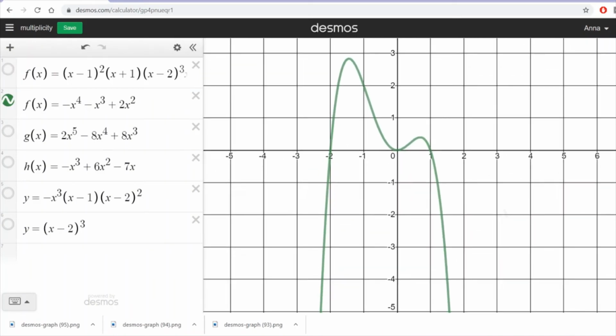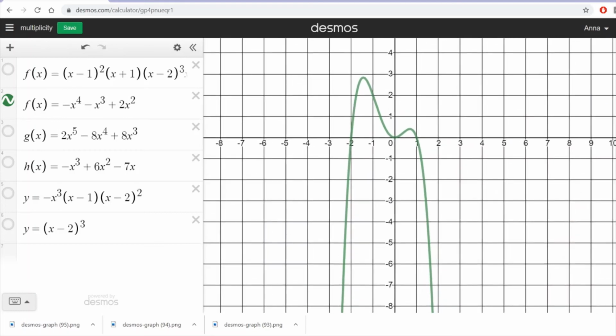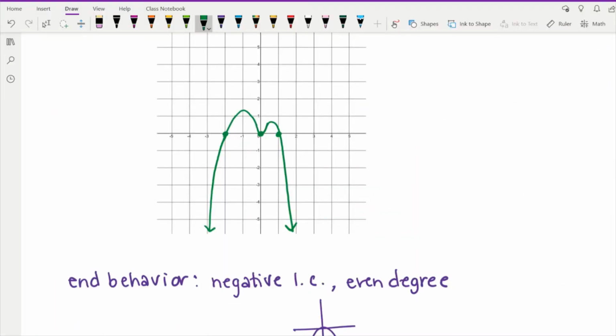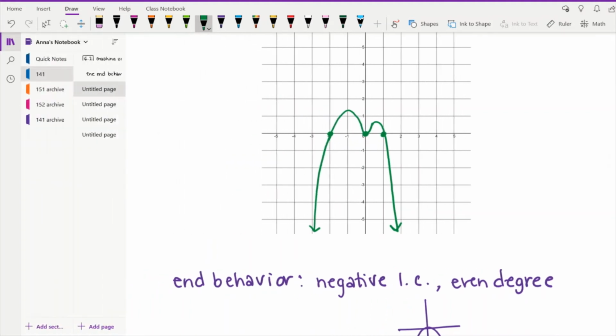So the actual graph looks something like this. I think we didn't make it go quite high enough as it should have, but like I said, I'm not too worried about that. I'm really just interested in getting the correct general shape, right? The correct zeros, multiplicities, and behavior, things like that. Okay, so let's do another example.